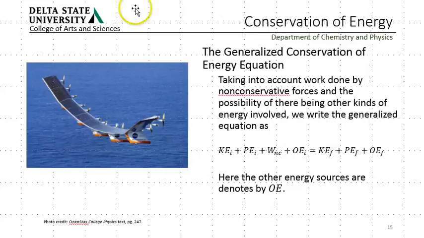So the way we write the overall generalized conservation of energy equation is we have our conserved forms: kinetic energy, potential energy, work done by non-conservative forces, and other energy sources, which we just denote as OE. The ones we'll worry about the most are kinetic energy, potential energy, and non-conservative forces like friction, right? We add all these up, and we get the final kinetic energy and the final potential energy.